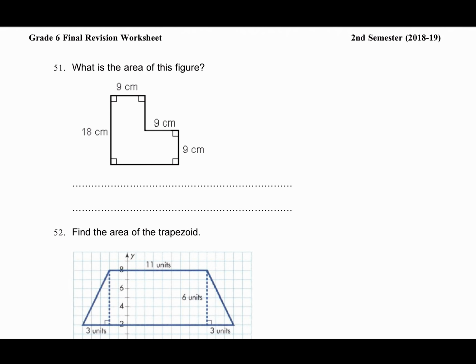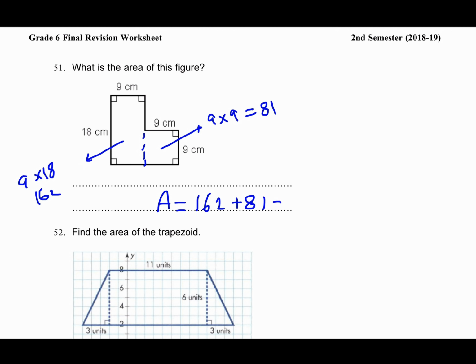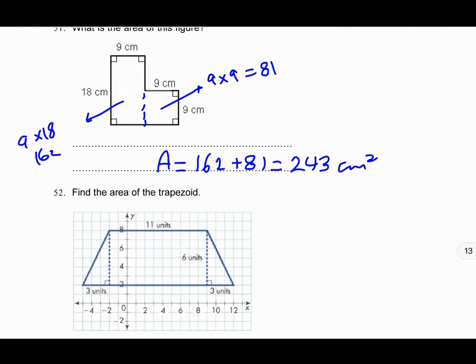Next question. What is the area of this figure? We can divide this figure from here. Now it's 9 times 9 equals 81. This is 9 times 18 equals 162. So the answer, area equals 162 plus 81 equals 243 square centimeter.